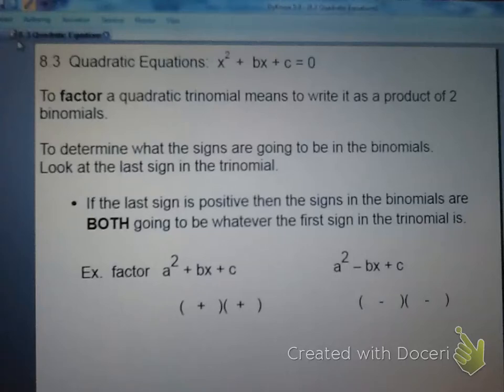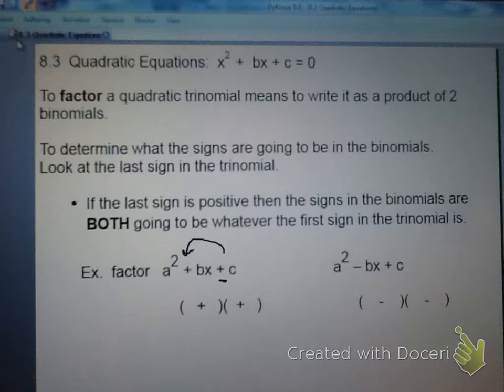Okay, section 8.3 is factoring quadratic equations. When you have a trinomial, you need to factor in two binomials. It's very important that you look at the last sign. If the last sign is positive, then they are both going to be whatever the first sign is.